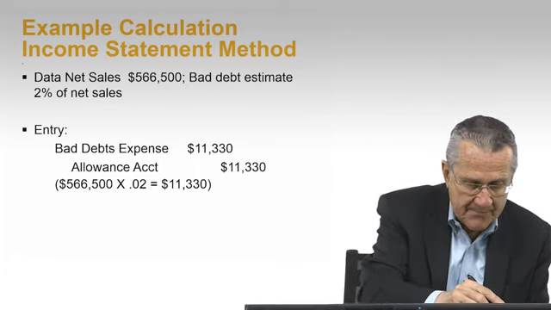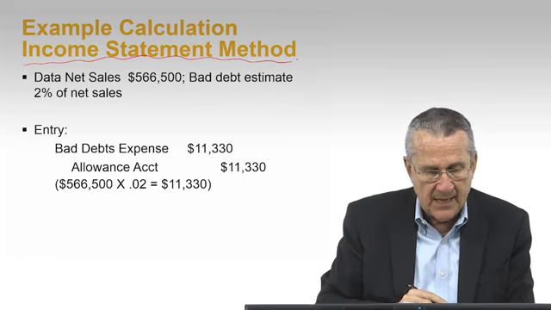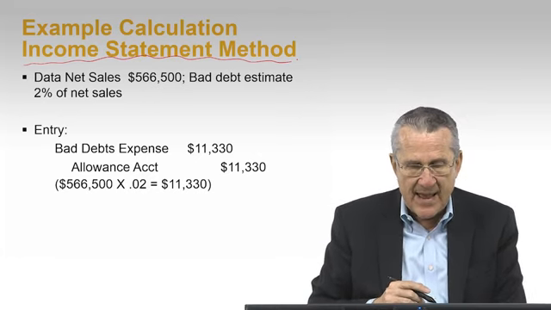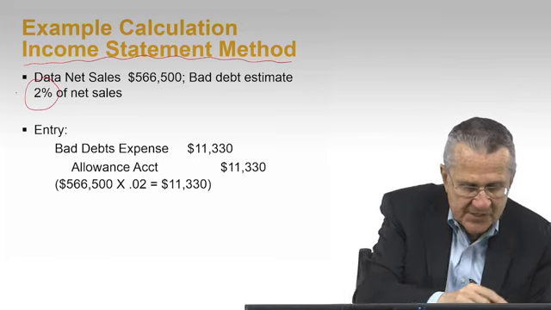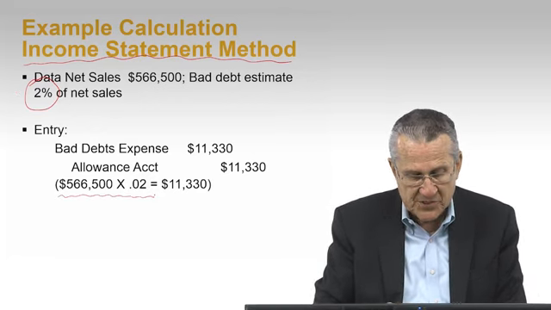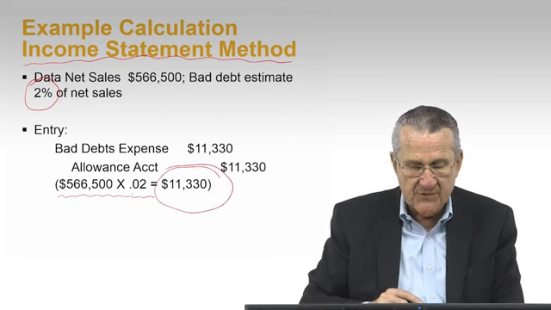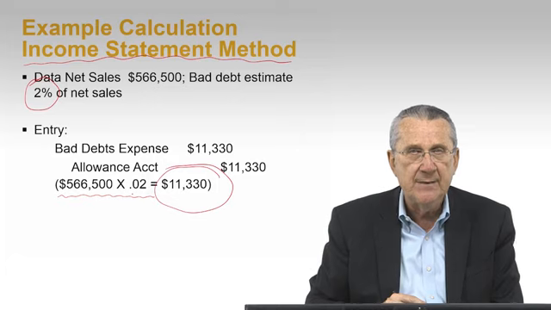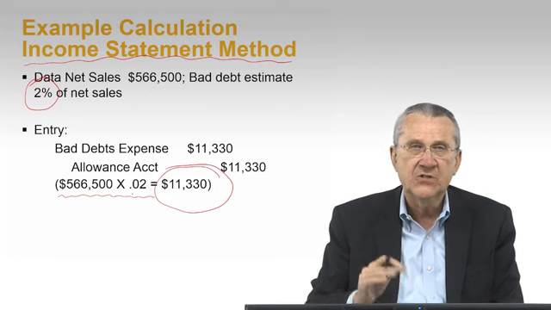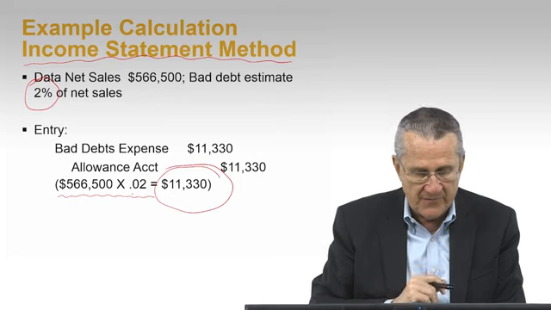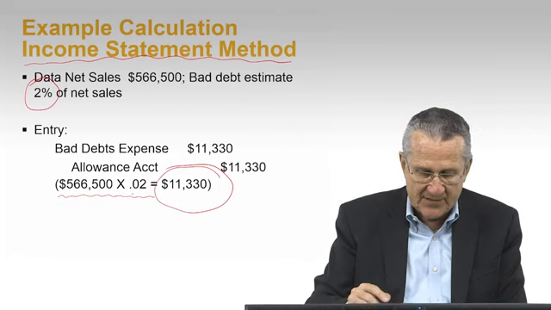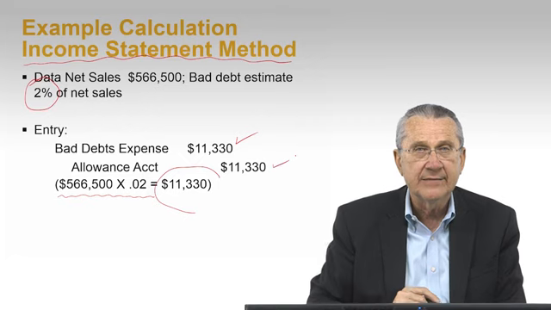Using the income statement approach, if our net sales are $566,500 and our bad debt estimate is about 2% of net sales, then 566.5 multiplied by 2% tells us that $11,330 should be the debit to bad debts expense and the credit to the allowance account. So this one's really very straightforward. You make your estimate using the income statement method, and that's the dollar amount of the debit and the credit.